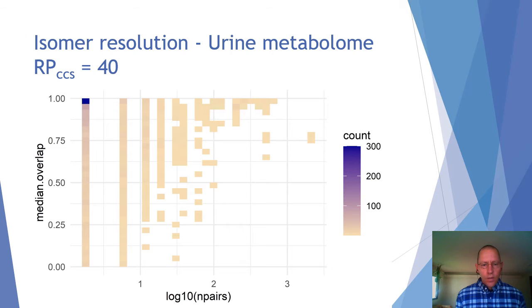And what you can see here is that we have a strong blue signal in the upper left portion of this plot, and we have relatively few values on the bottom of this plot. This is giving us an indication that there are examples where we can resolve isomers in this urine metabolome, but the majority of them are unresolved. And we see most of our signal toward the top of the plot, which is indicating that most of the time, in a probabilistic sense, our chance of resolving any given isomer pair in the urine metabolome is relatively low.